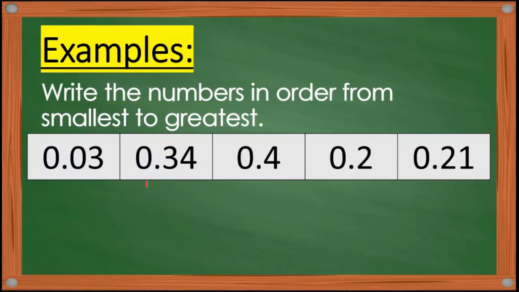Since we don't have any whole number, we will proceed to the highest place value right after the decimal point. So, which is the tenths place value? Take a look. Which is the smallest? 0, 3, 4, 2, 2. So, obviously, the smallest is 0. Next. So, eliminate na siya, x na siya. What is the next smallest value? 3, 4, 2, 2. Obviously, we have 2.